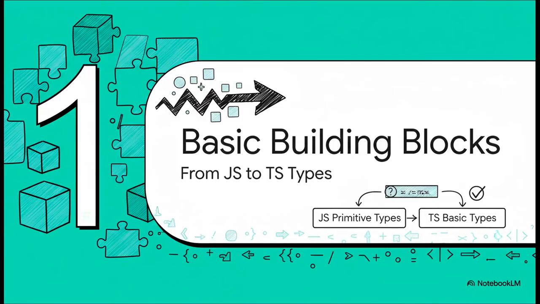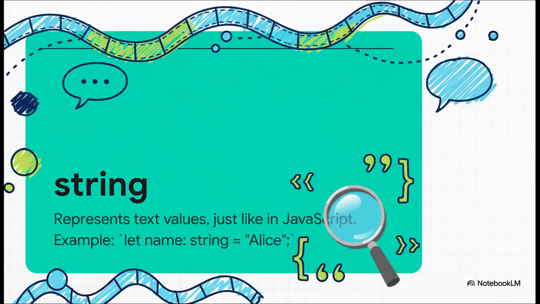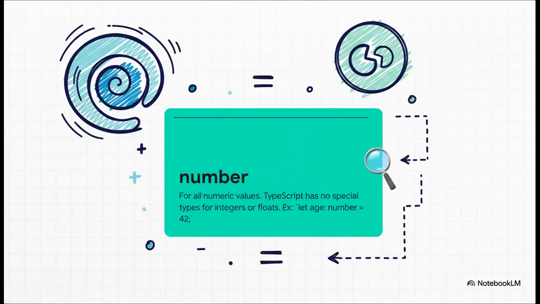If you know JavaScript's primitive types, and you definitely do, then you're honestly 90% of the way to understanding TypeScript's basic types. It's that close. First up, the string. No surprises here. It represents text, just like you'd expect. The only new piece of the puzzle is this little bit of syntax, a colon followed by the word string. That's called a type annotation. Simple enough, right?